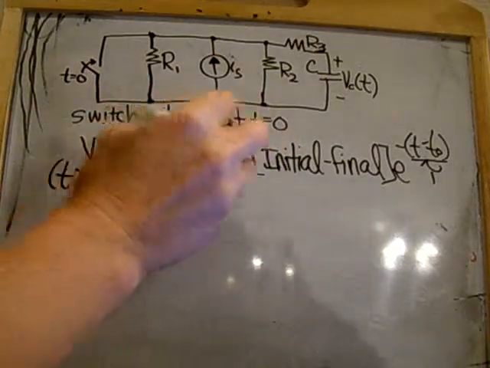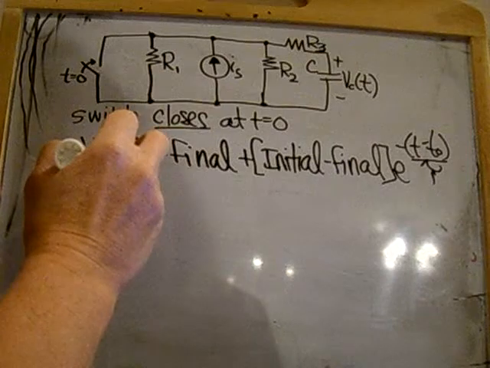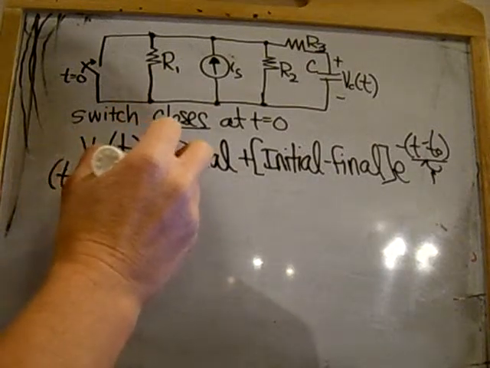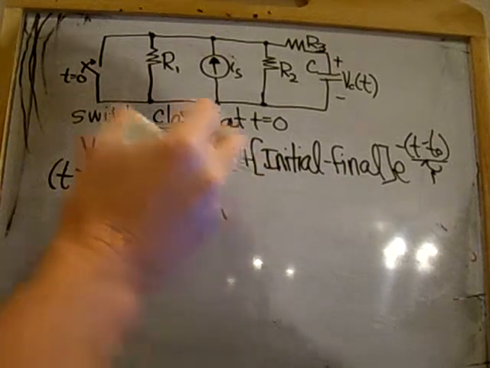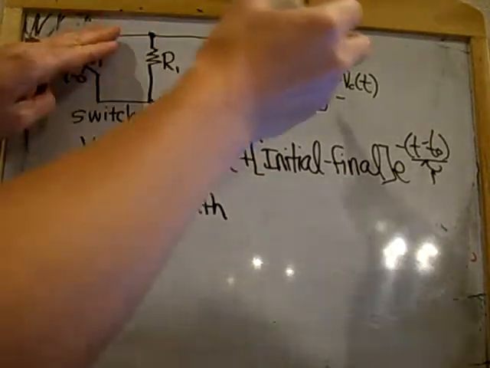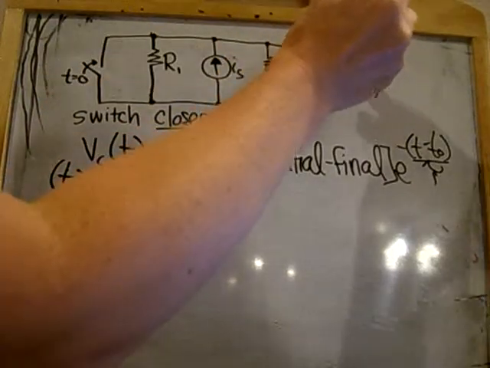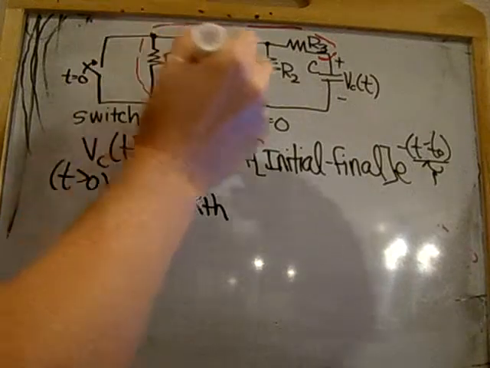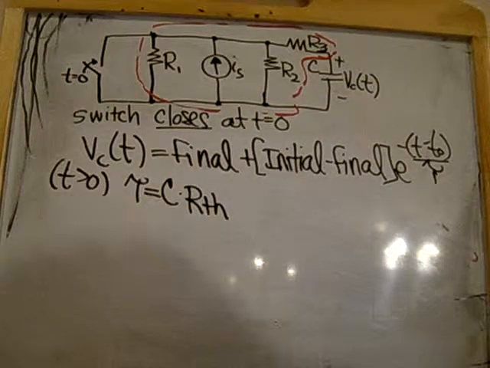For a capacitor, the tau is equal to the capacitor times RTH. So since we have a little bit more complicated circuit connected to the capacitor at time equals 0, this circuitry here, it's going to be easier to find the Thevenin of this.